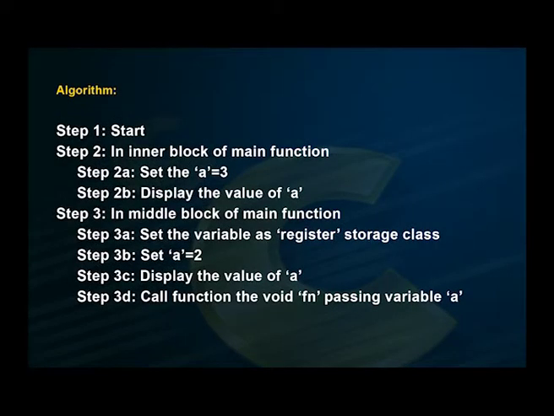Step 1, start. Step 2, in inner block of main function, step 2a, set a equal to 3. Step 2b, display the value of a. Step 3, in middle block of main function, step 3a, set the variable as register storage class. Step 3b, set a equal to 2. Step 3c, display the value of a. Step 3d, call the function void fn by passing variable a.